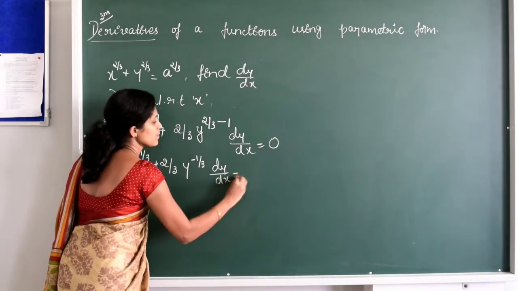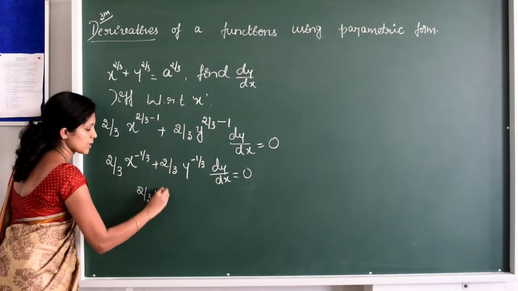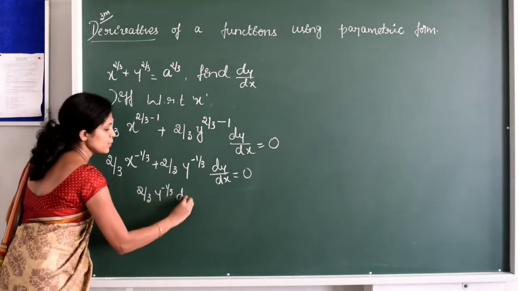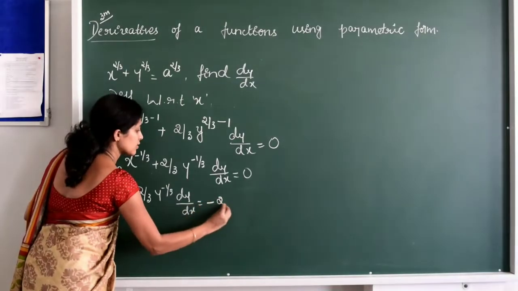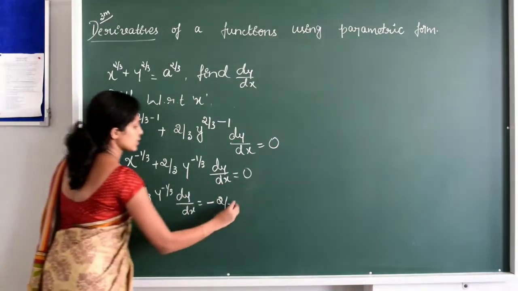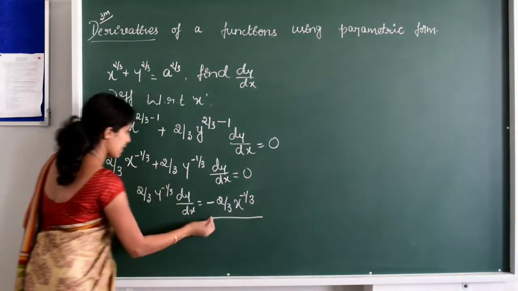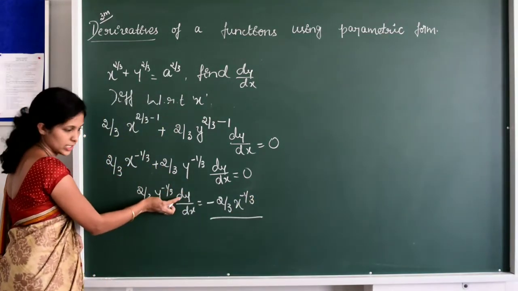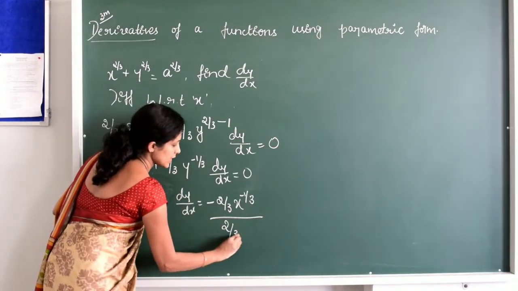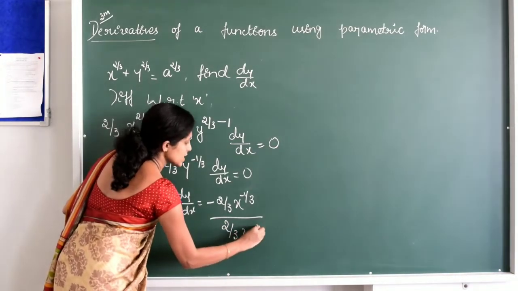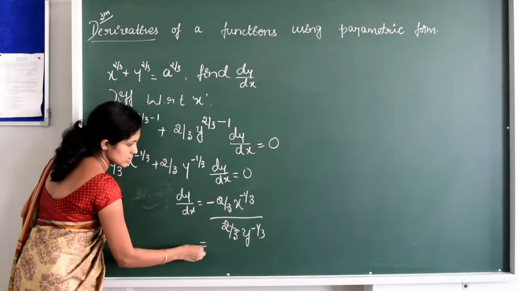is equal to 0. So by this we can write 2 by 3 into y to the power minus 1 by 3 into dy by dx is equal to minus 2 by 3 x to the power minus 1 by 3. Now if we want dy by dx directly, I write it as minus 2 by 3 x to the power minus 1 by 3 divided by 2 by 3 into y to the power minus 1 by 3. So we can cancel 2 by 3 and 2 by 3. What is remaining?